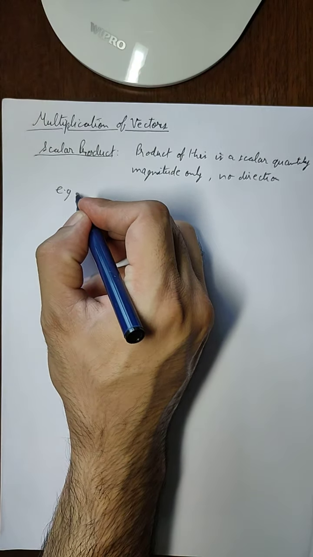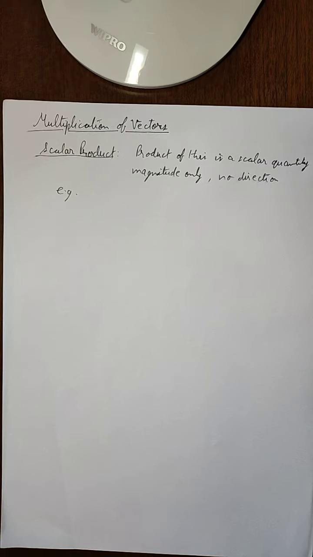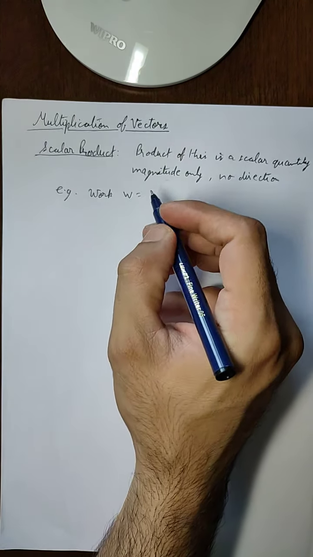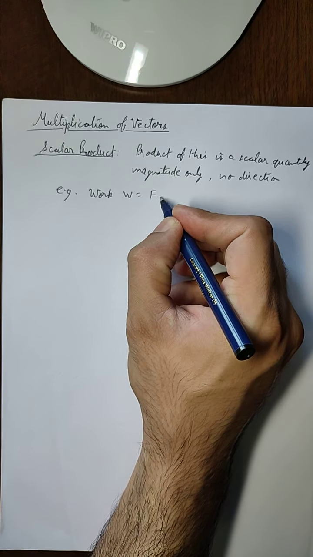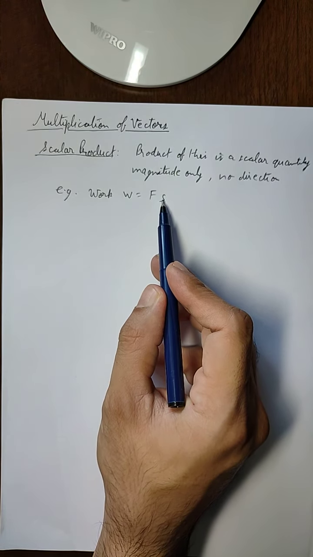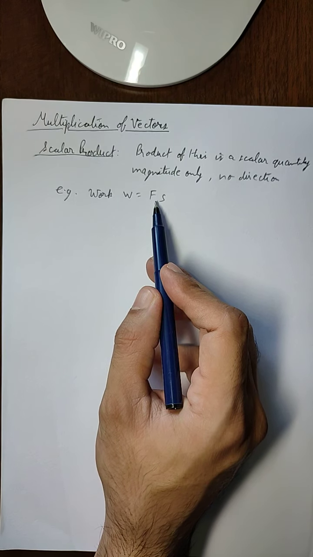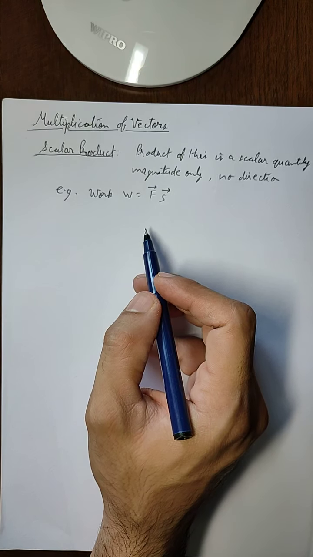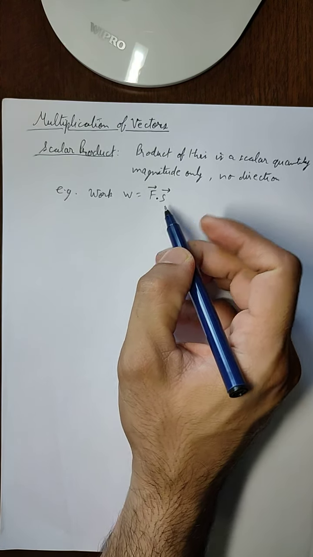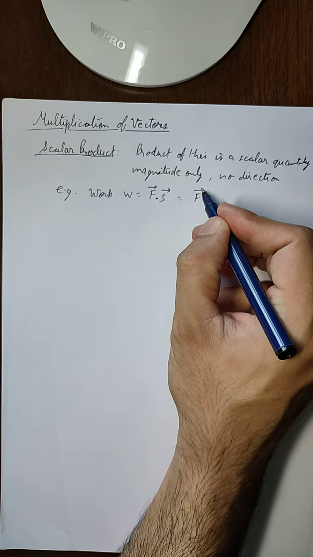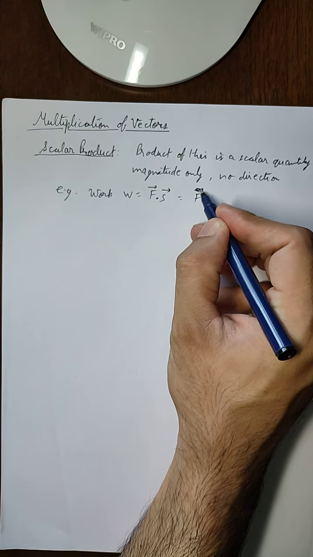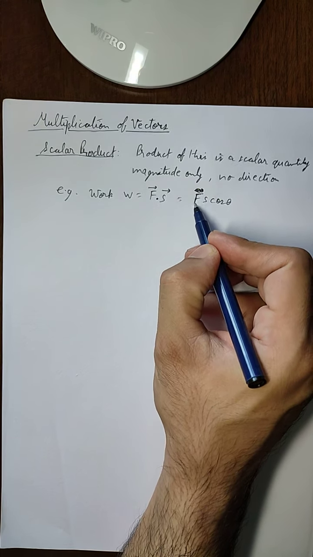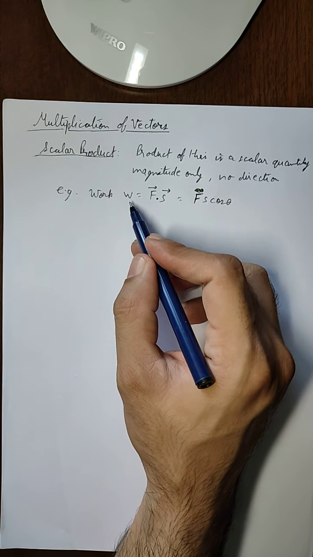For example, a scalar quantity we have already studied in junior classes is called work. We studied that the formula of work was force into displacement. Now force and displacement both are vector quantities. And if you remember, there was a dot between them, and you also studied another formula for the same thing as Fs cos theta.